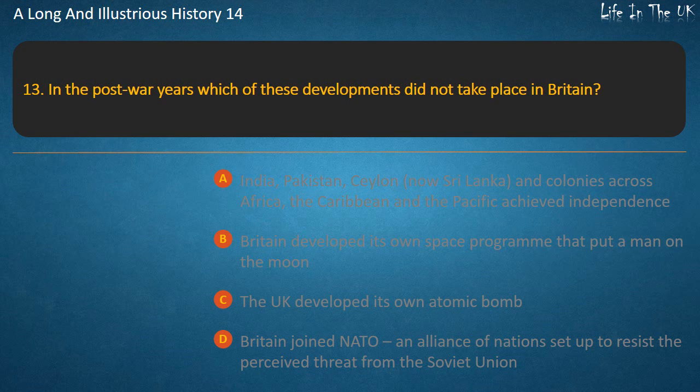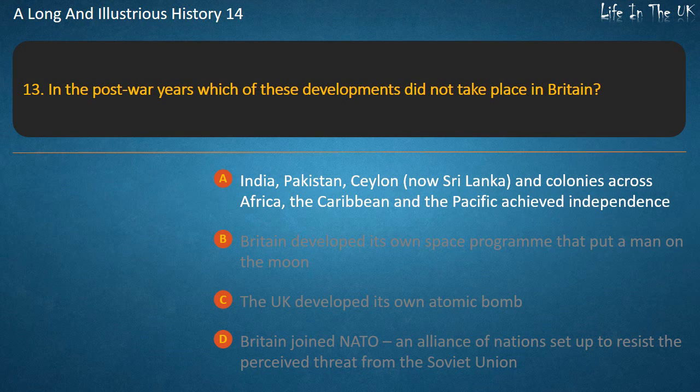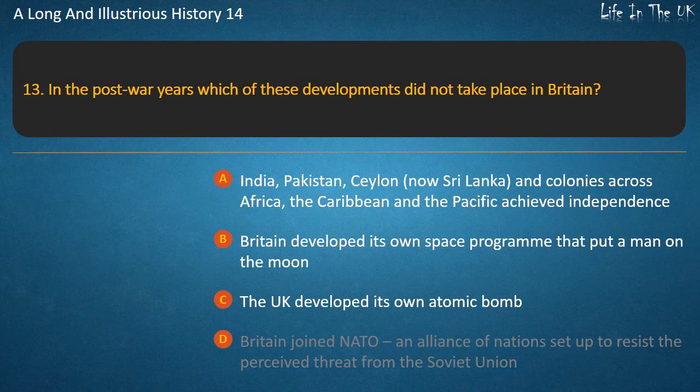Question 13. In the post-war years, which of these developments did not take place in Britain? India, Pakistan, Ceylon, now Sri Lanka, and colonies across Africa, the Caribbean and the Pacific achieved independence. Britain developed its own space program that put a man on the moon. The UK developed its own atomic bomb. Britain joined NATO, an alliance of nations set up to resist the perceived threat from the Soviet Union. Answer. Britain developed its own space program that put a man on the moon.